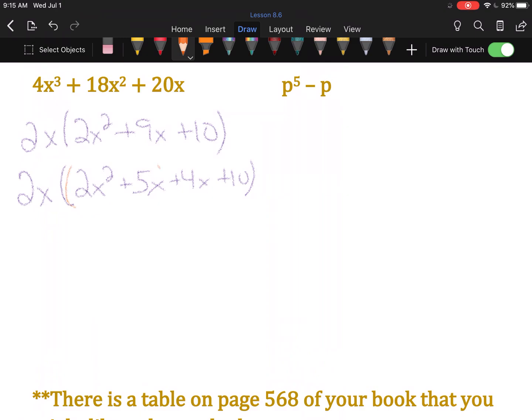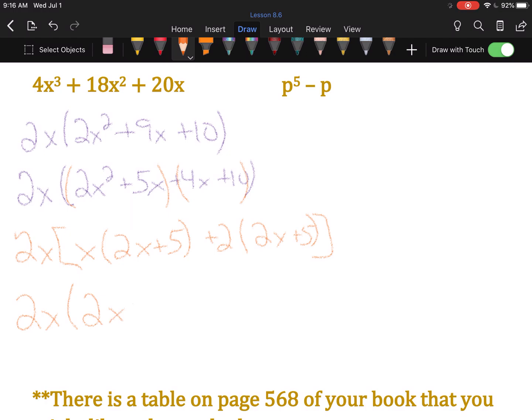We look at the first 2 and last 2. 2x just carries along. When I look at these first two things, the only thing in common is x. So pull x out. That leaves us with 2x plus 5. When I look at 4x and 10, the only thing in common is 2. 4 divided by 2 is 2x. 10 divided by 2 is 5. That means our answer is going to be 2x times the quantity 2x plus 5, times the quantity x plus 2.